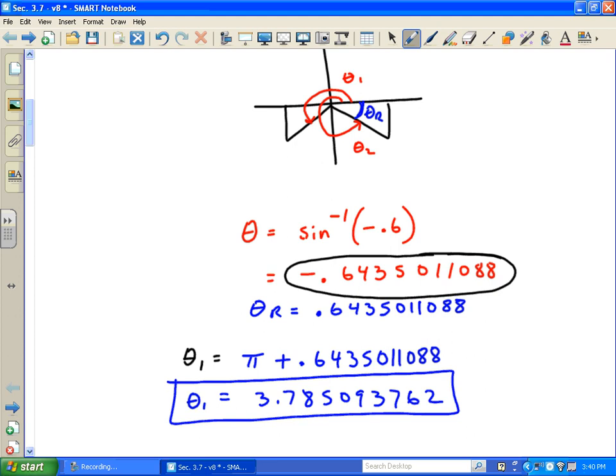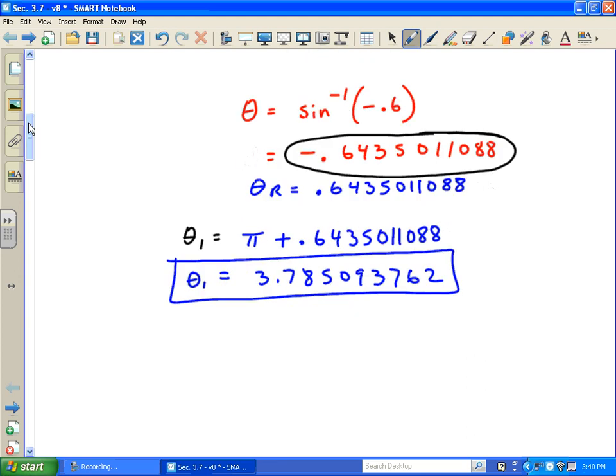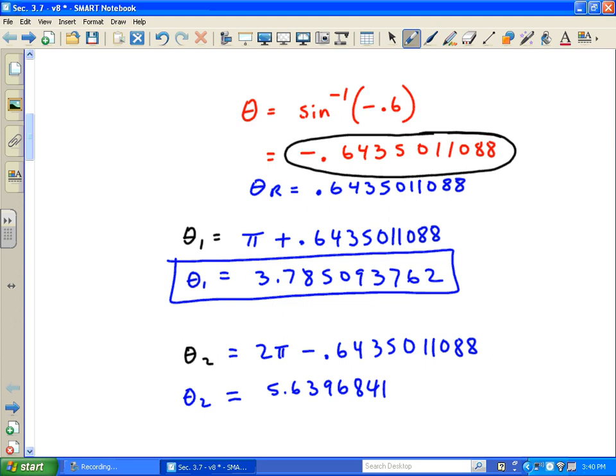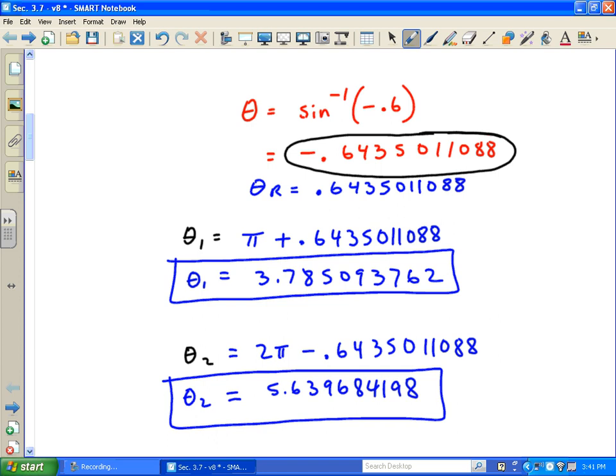Theta 2, what we can do there is look at the positive x-axis, think of that as 2 pi, and then we need to subtract off the reference angle to figure out theta 2. So theta 2, we would say, is 2 pi minus 0.64350110088. Okay, type that in your calculator. You will end up with a value of 5.639684198. And then there are our two answers for theta 1 and theta 2.